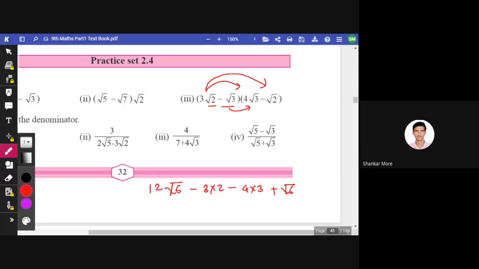I hope none of you has any problem with this. So 12 root of 6 plus root of 6 is 13 root of 6, minus 3 into 2 is 6, and minus 4 into 3 is 12. So it will be 13 root of 6 minus 18. This is the answer. Correct? Clear? Everyone? No doubt. Anyone else? 13 root of 6 minus 18. Any doubt in this?